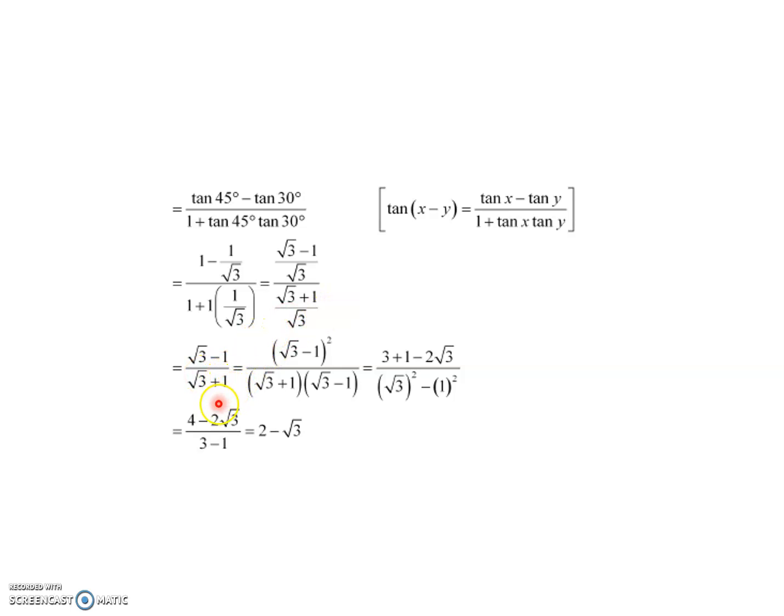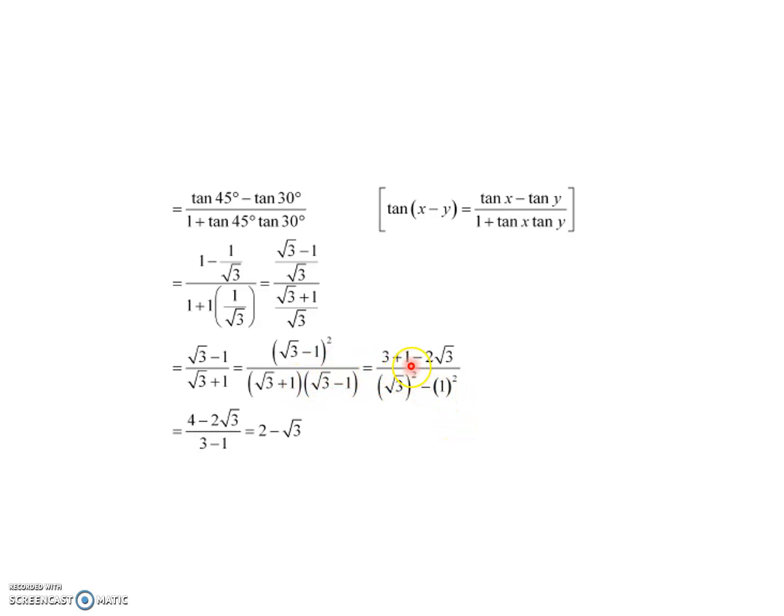Simplification: (root 3 − 1) upon (root 3 + 1). We have to simplify because the irrational factors are there. So we have to divide and multiply by (root 3 − 1) in numerator and denominator. In the numerator, (root 3 − 1) into (root 3 − 1) is (root 3 − 1) whole square. In the denominator, (root 3 + 1) into (root 3 − 1), we know that (a + b)(a − b) is equal to root 3 square minus 1 square.